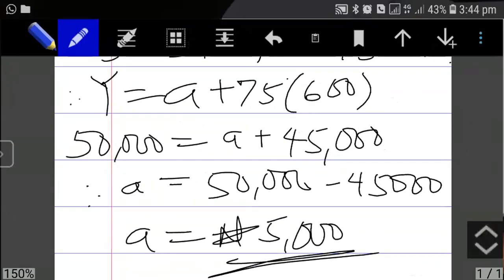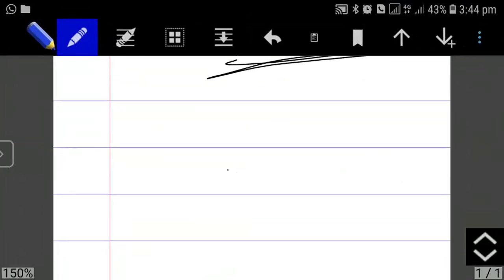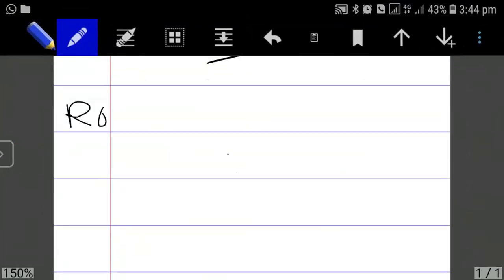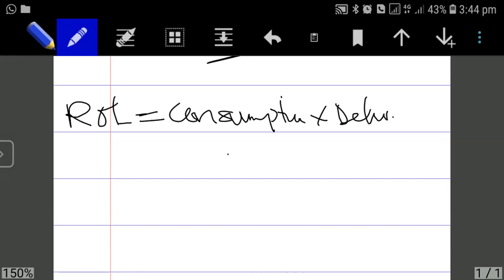Let us choose our notes. Reorder level equals consumption times delivery period. Consumption multiplied by what? Delivery period. When we say consumption times delivery period, this consumption is what I called maximum usage. Maximum usage multiplied by delivery period.